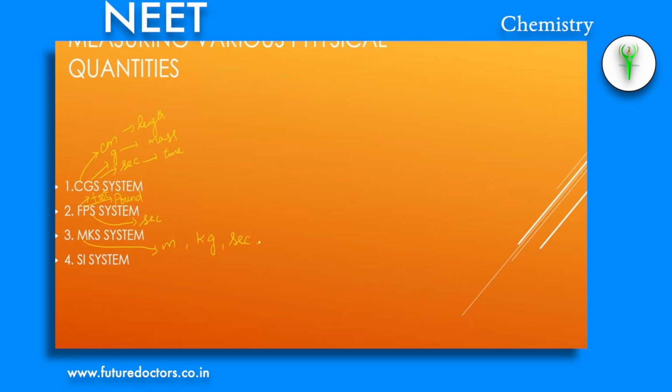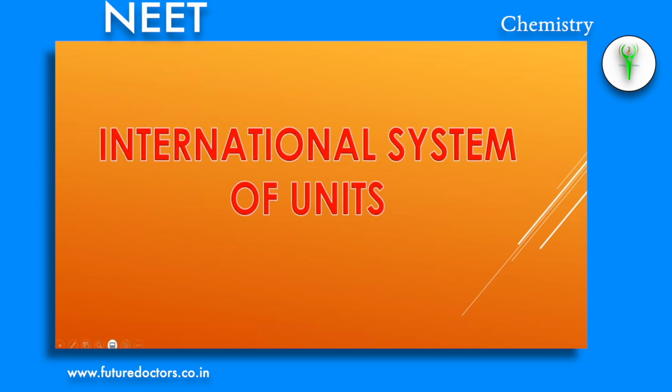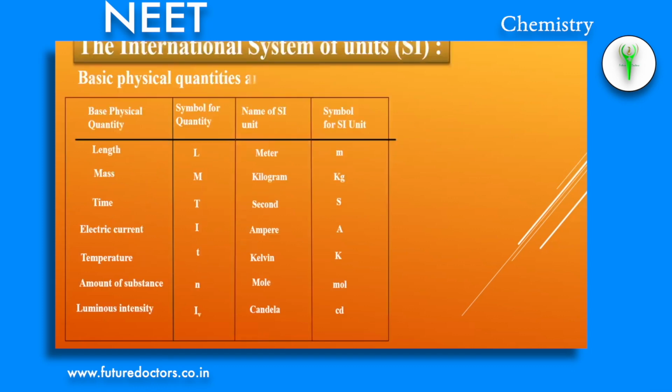The next is the SI system, called the International System of Units. In the SI system, length is measured in meter, mass in kilogram, time in second. In addition to that, it also contains electric current in amperes, temperature in Kelvin, the amount of substance represented by mole, and luminous intensity by candela. These are the 7 basic quantities and their units in the SI system.